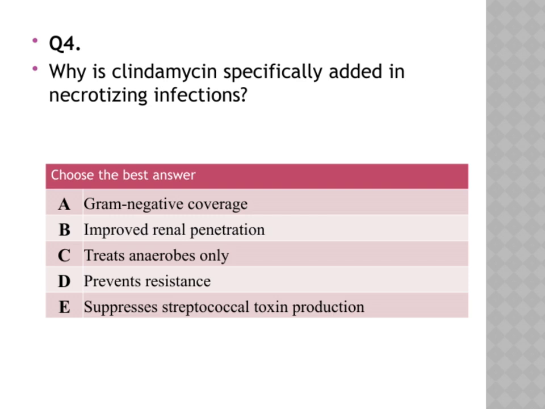Now, option D mentions preventing resistance. While antimicrobial stewardship is important, preventing resistance isn't the main reason for adding clindamycin in acute necrotizing infections. Finally, option E says it suppresses streptococcal toxin production. This is the most important point.